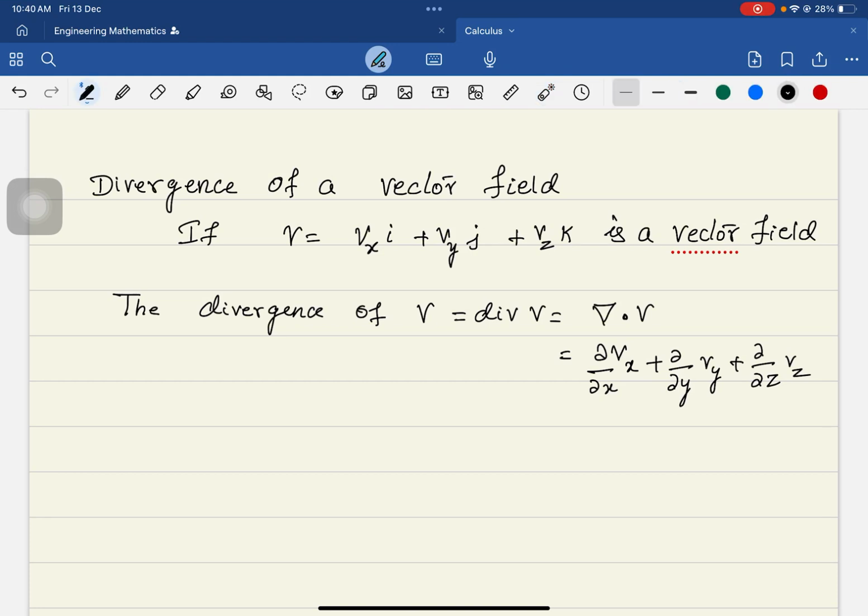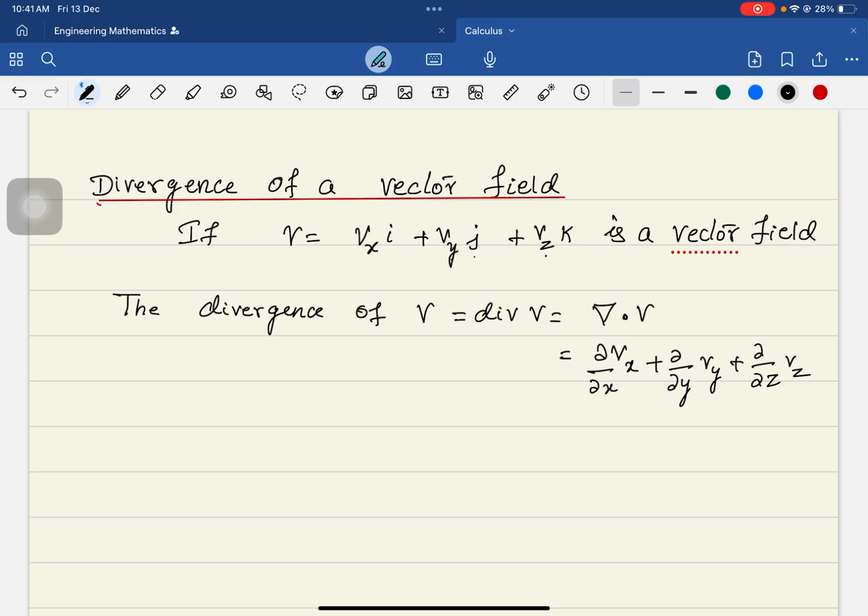In today's lecture, I am going to explain how to calculate the divergence of a vector field. What is meant by the divergence? The vector field is given as v equal to v_x i plus v_y j plus v_z k, the function in x, the function in y, the function in z. So the divergence of v is denoted by del dot v and is given by dou v_x by dou x plus dou v_y by dou y plus dou v_z by dou z.